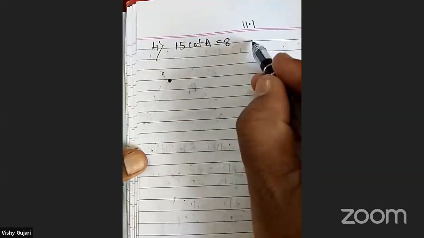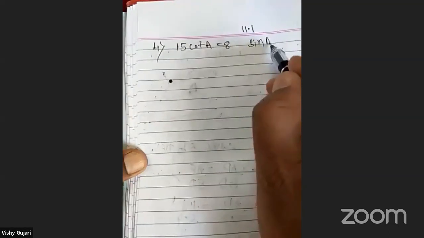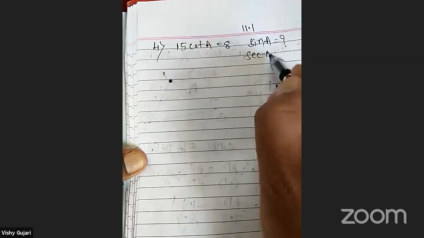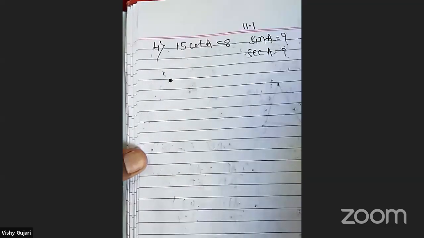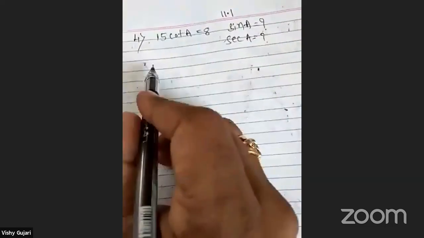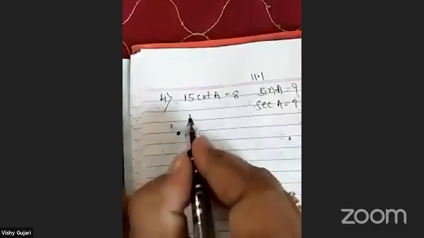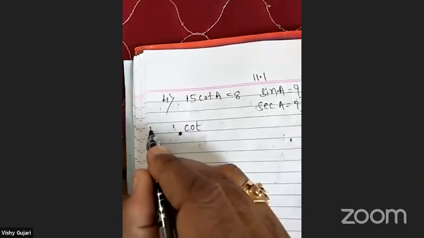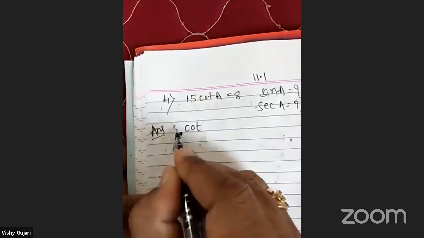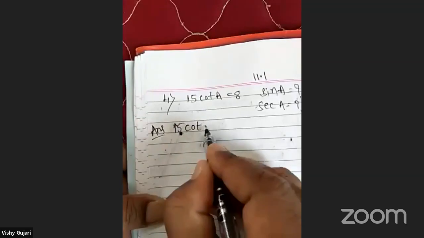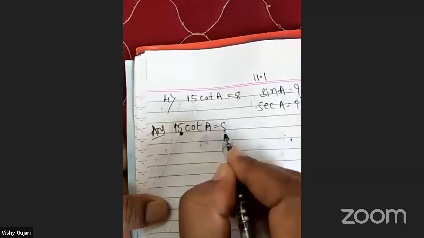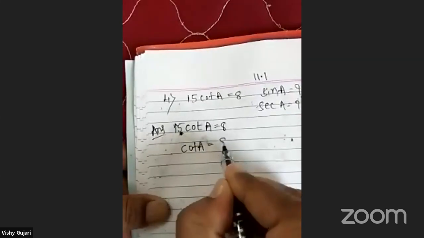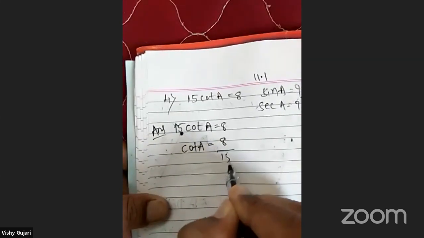Sine A and sec A. So this you are writing as your starting answer. 15 cot A is equal to 8. That can be written as cot A is equal to 8 by 15.